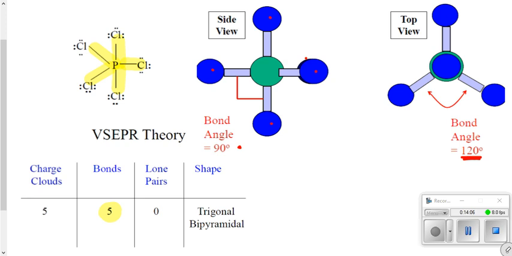As we go for more 5 charge cloud shapes, remember that we're going to try to replace a bond with a lone pair. And lone pairs will always want to find a place to be where they have the most space.